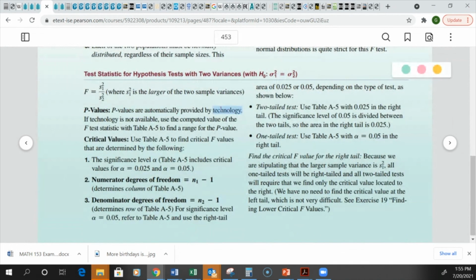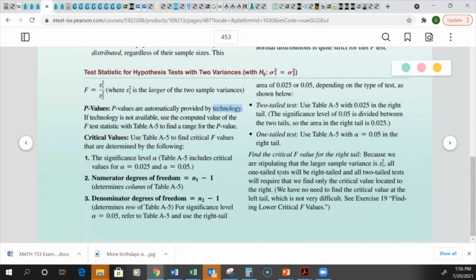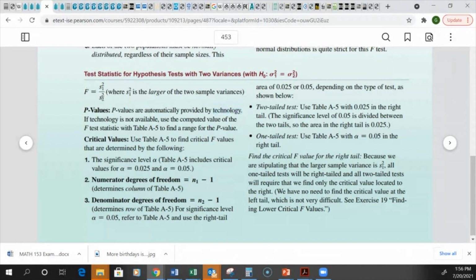You use technology? Well, yeah, show me the formula. Wait, where's the formula? They don't even show you the formula. Nope. It's really, really complicated. You're saying, yeah, I mean, this is the formula.